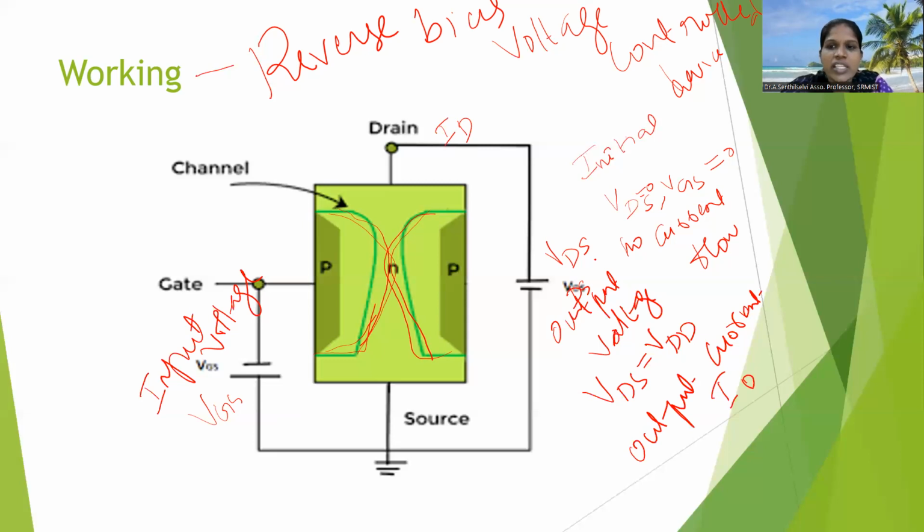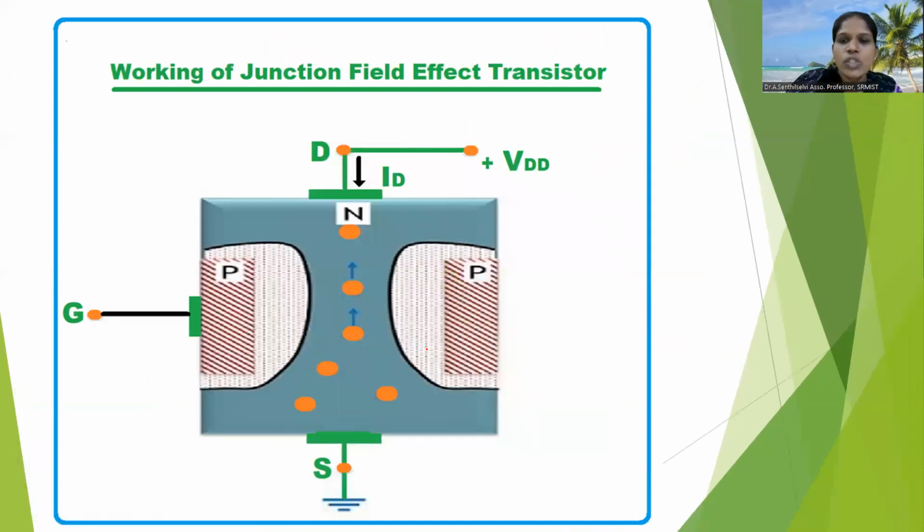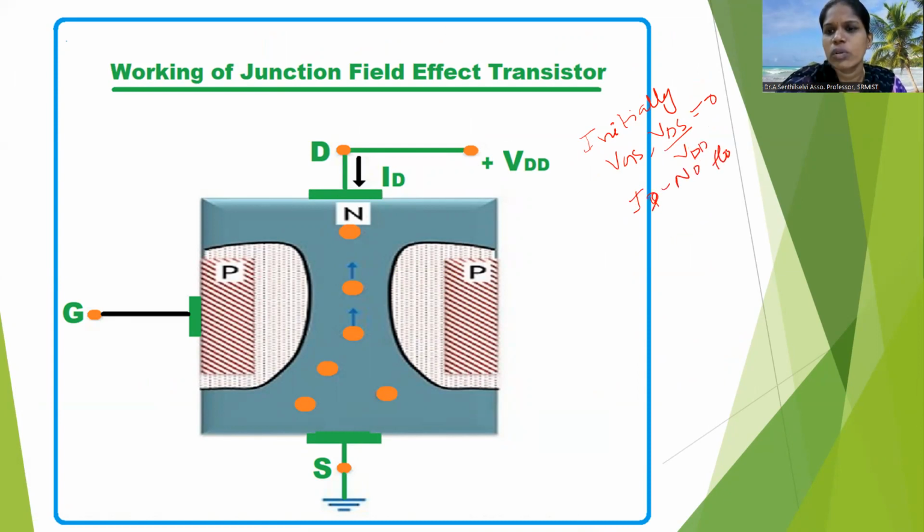Initially there is no current and no voltage. Both VDS and VGS are equal to 0. At that time the two depletion regions touch each other and there is no current flow. VGS is 0, VDS, otherwise called VDD, is 0, and ID is 0. This is the initial condition.